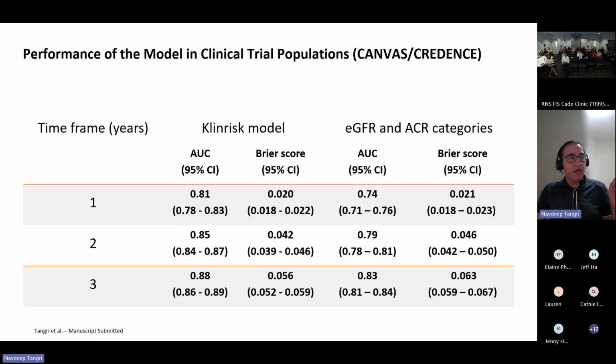In CANVAS and CREDENCE, comparing the ClinRisk model to eGFR and ACR, or the KDIGO heat map, or the KFRE, AUCs were 0.81 to 0.88 versus 0.74 to 0.83. So an AUC difference of about 0.05 to 0.07, which is actually very large once you get near 80%. It's very easy to move the AUC at about 0.6. It's very hard to move it at around 0.8.